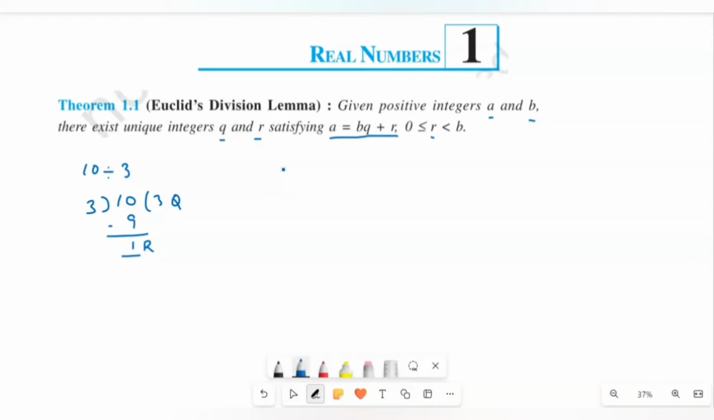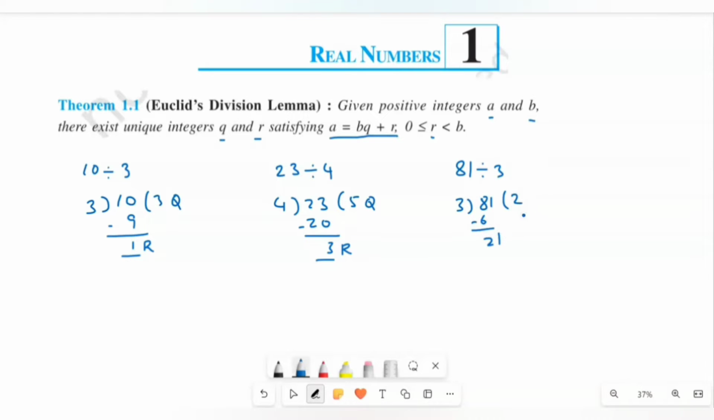Or I'll take another example, 23 divided by 4. 4 5s are 20. Remainder is 3 here. So here 5 is called the quotient and 3 is called the remainder. And similarly 81 divided by 3. 3 2s are 6 and 2 remainder, 1. 3 7s are 21. So here 0 is the remainder, 27 is the quotient.